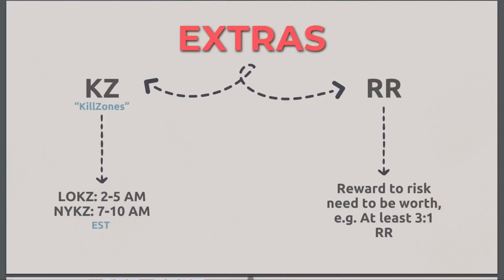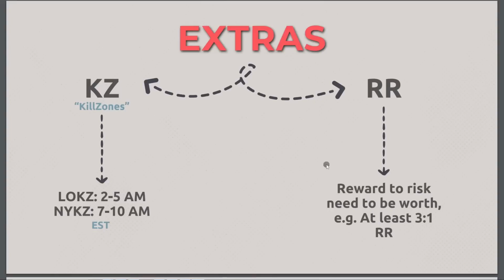Now at the end, covering 2 extra checklists, and they're very easy, very simple ones, but I make sure that I follow them. The first one is that my trades need to be in kill zones. So either the London kill zone or the New York kill zone. Simply, I don't take any trade unless it's in the kill zones, right? London kill zone is 2 to 5 a.m. and New York kill zone is 7 to 10 a.m., all Eastern time, New York time.